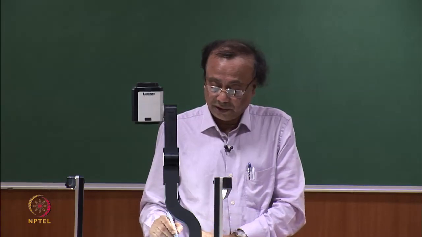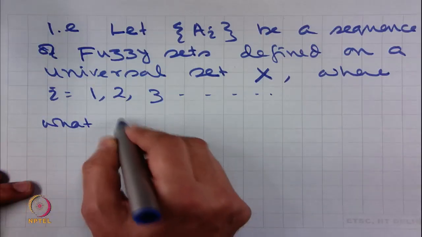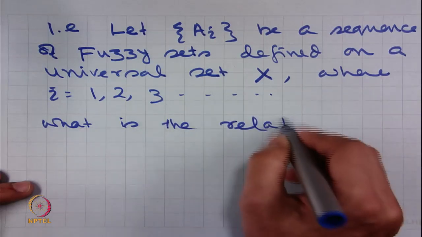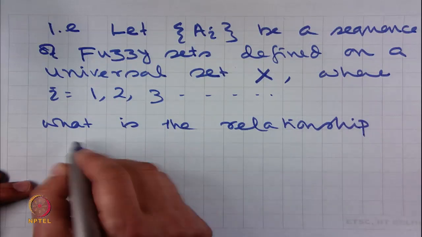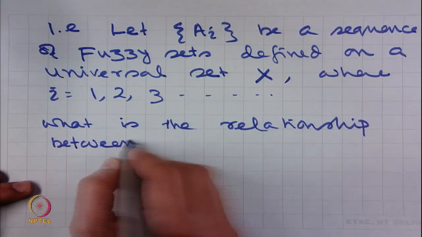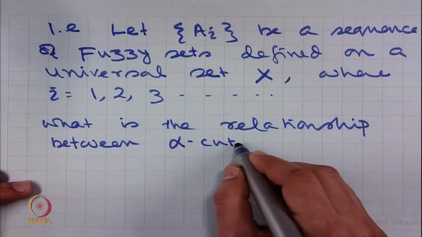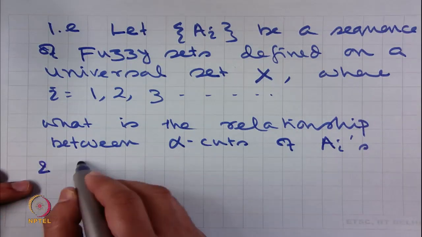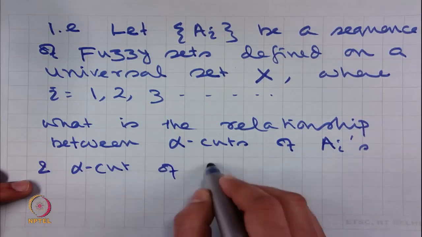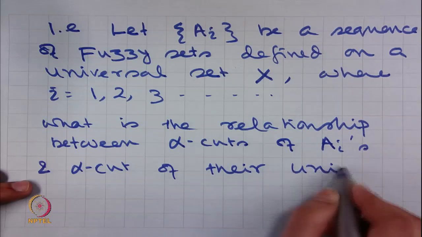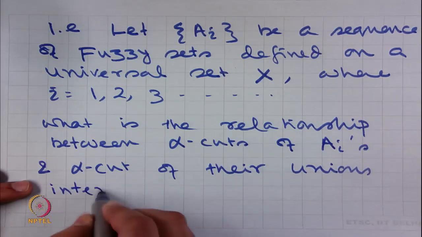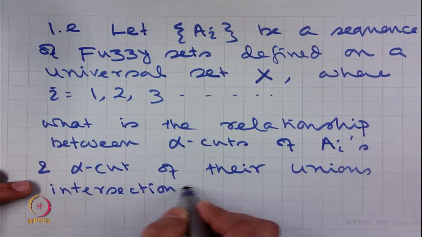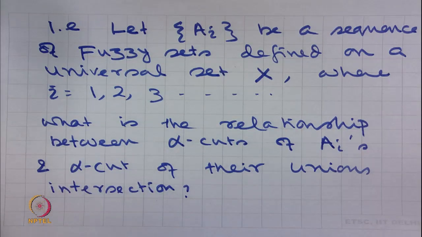Question is, what is the relationship between alpha cut of A_i's and alpha cut of their unions, intersections? So, we need to study this when we are looking at an infinite number of sets A1, A2, A3, etc.